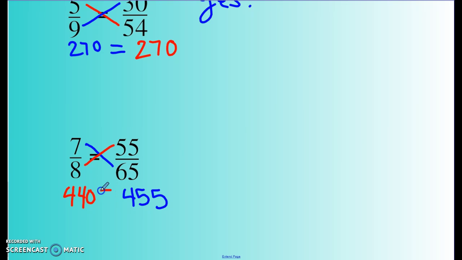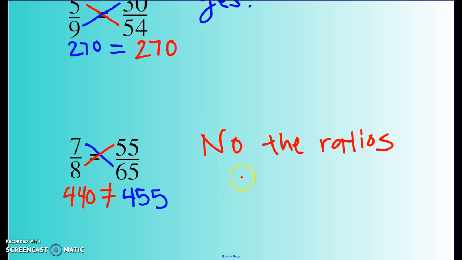And now this time we see that we can't put an equal sign in between. This is actually not equal. And so our statement would then be no, the ratios are not equal, and therefore they do not form a proportion. So I don't know which method you prefer. Maybe it's cross multiplying, maybe it's simplifying, but whichever one, I want you to pick one.